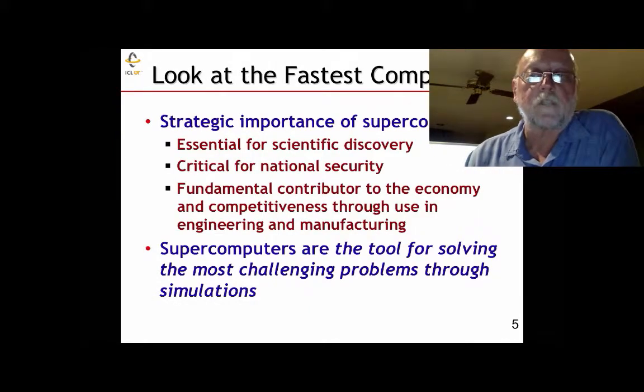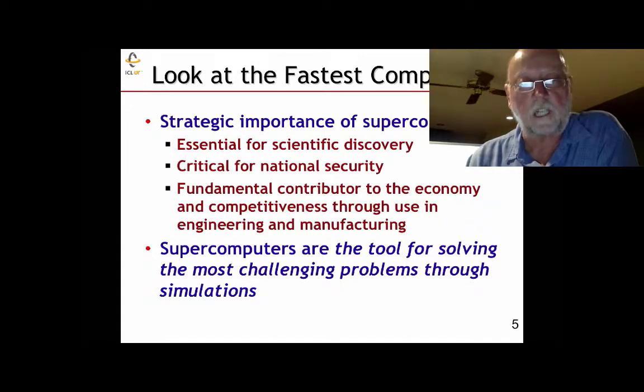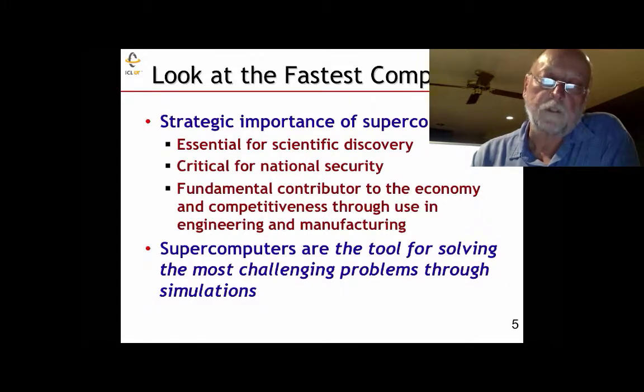We want to take a look at the fastest computers, and look at some of the features of them. These are important machines. They provide strategic importance in terms of scientific discovery, in terms of looking at national security. They really contribute to the economy and industry, making those industries more competitive. So today, supercomputers are tools for solving some of the most challenging problems through the use of computational simulation.